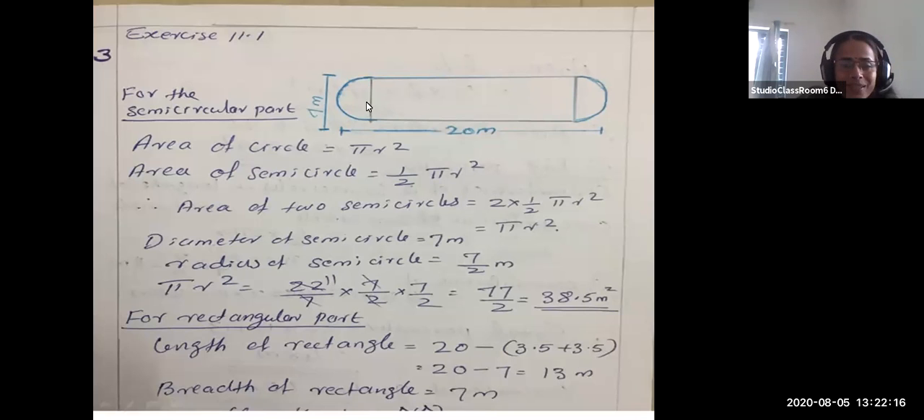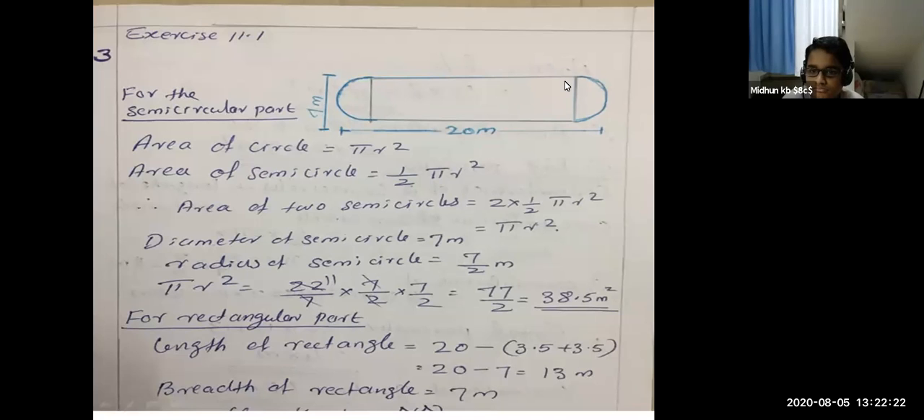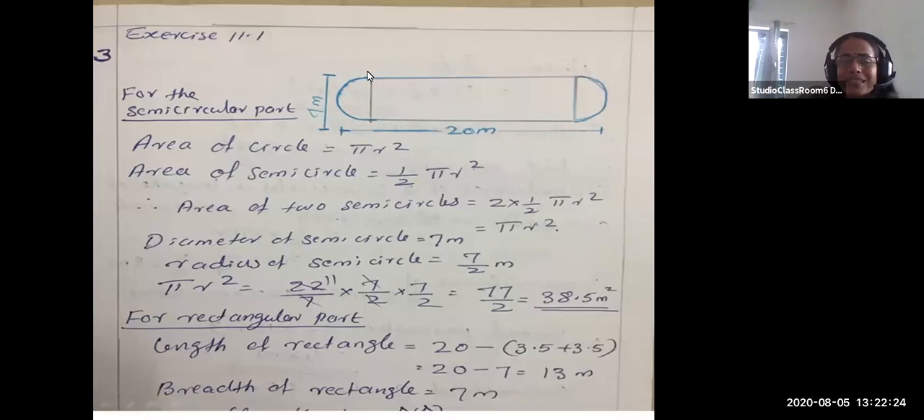Anybody else have any other answer? All of you agree with that? So, see, these two lines are not there in the perimeter. The perimeter is only this boundary. Okay. So for getting the perimeter, what do we have to do? We have to add the length of the rectangular part and the circumference of these two semicircles.